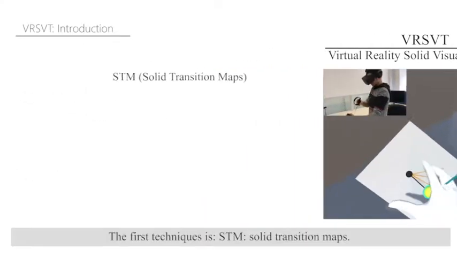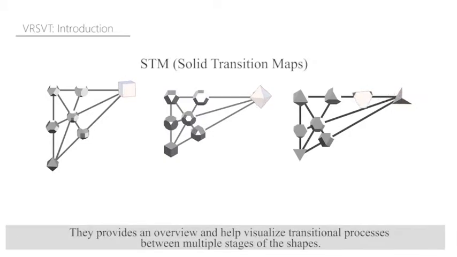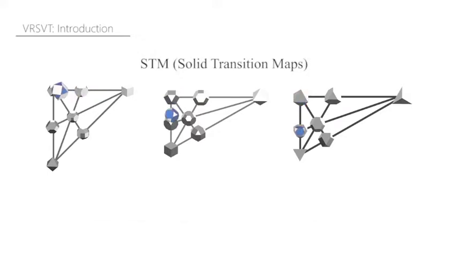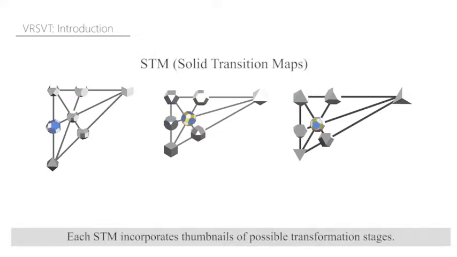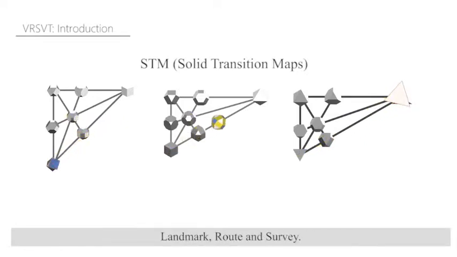The first technique is STM, Solid Transition Maps. They provide an overview and help visualize transitional processes between multiple stages of the shapes. Each STM incorporates thumbnails of possible transformation stages. Three types of spatial knowledge are included in the maps: landmark, route, and survey.